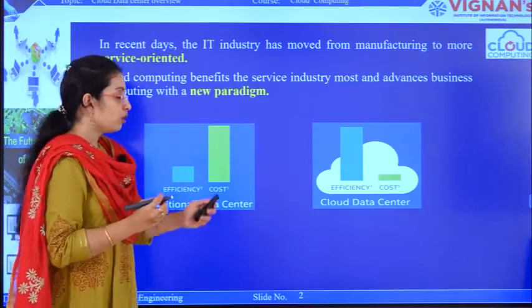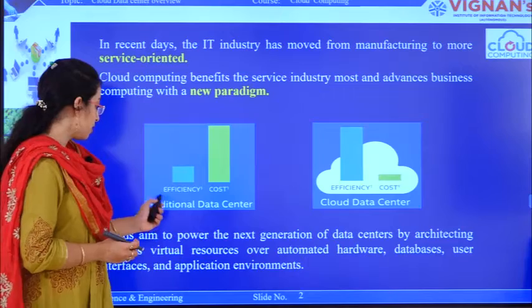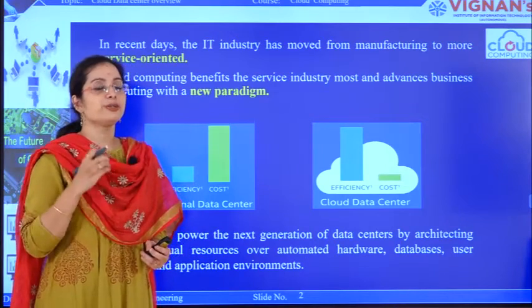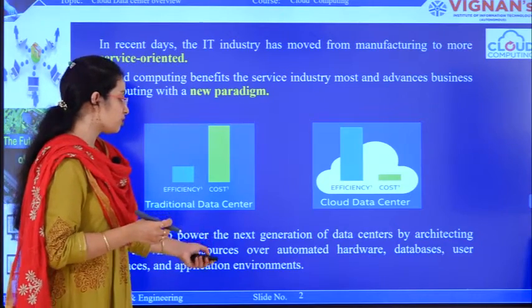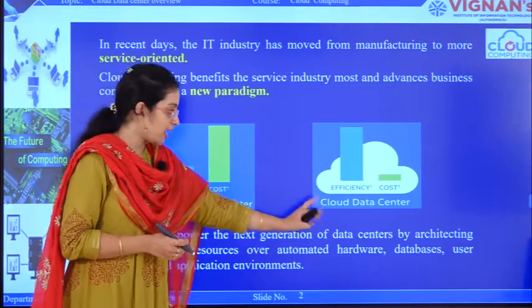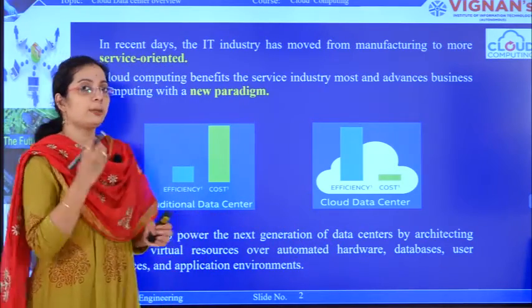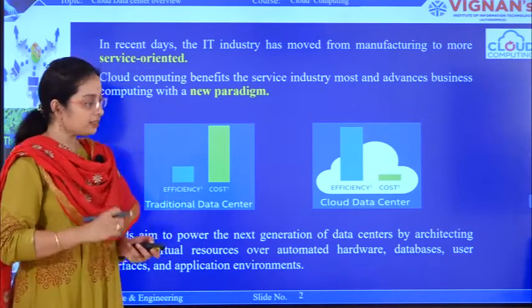In order to perform all those, it is providing its service by using virtual resource utilization to users all over the globe. Here it is providing the virtual resources over the automated hardware, the database, the user interfaces and application environments which are running on top of the operating system.